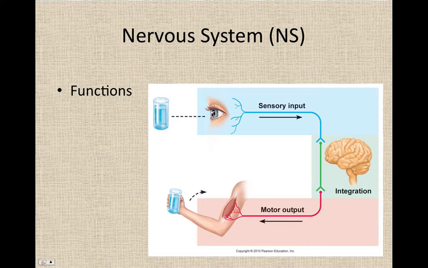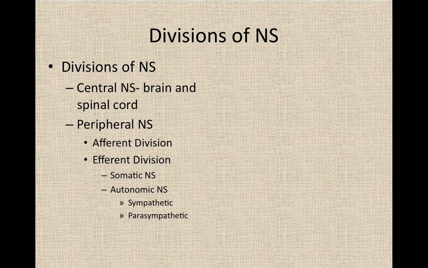You get some information that's brought into the body, it's sent to the brain. The brain is then going to figure out what to do with that information and send some motor output or some response. So it can be a contraction of a muscle, it can be turning on or shutting down certain organs, etc. There's lots of different responses, but those are going to be the broad ones.